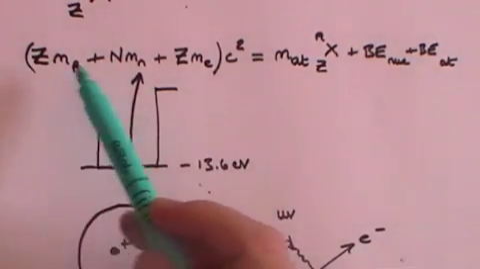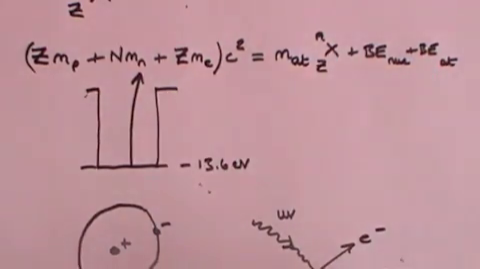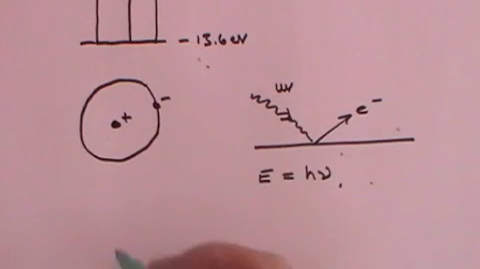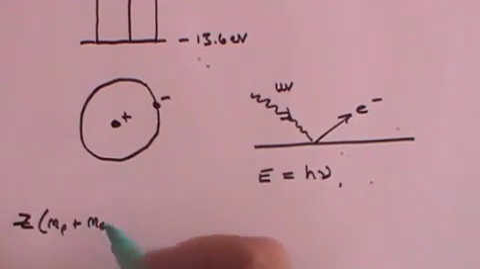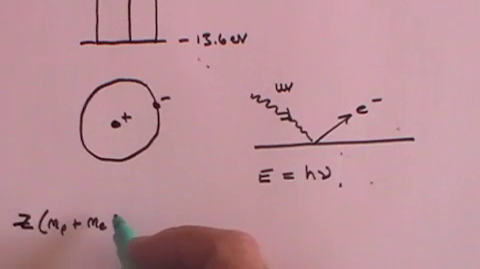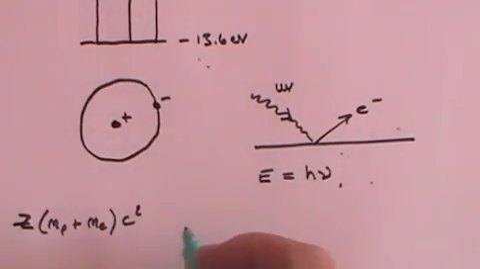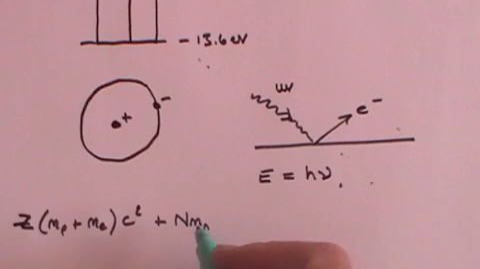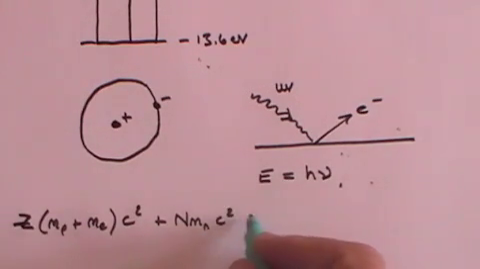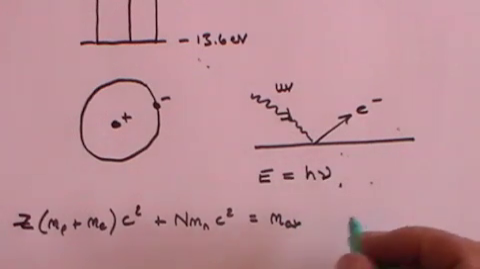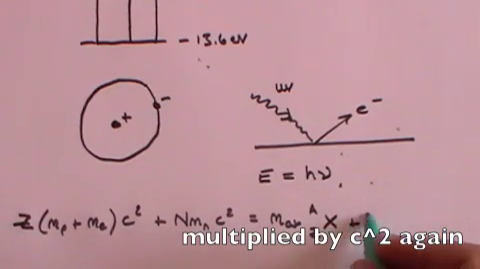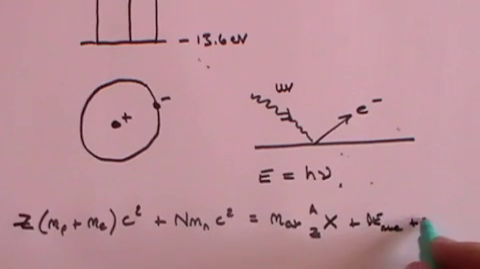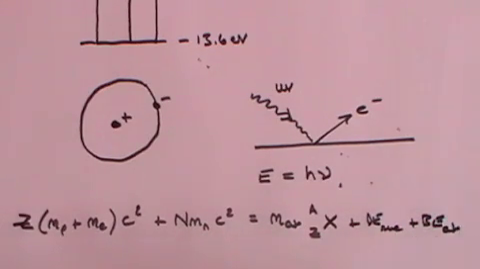So I'm just going to slightly rewrite this formula here, and I'm going to write that as Z times (Mp plus Me), because we've got Z protons and Z electrons, times c squared, that's an energy term, plus you'll remember the mass of the neutron multiplied by the number of neutrons, c squared, is equal to the atomic mass of the atom, A-Z-X, plus the binding energy of the nucleus plus the binding energy of the atom.